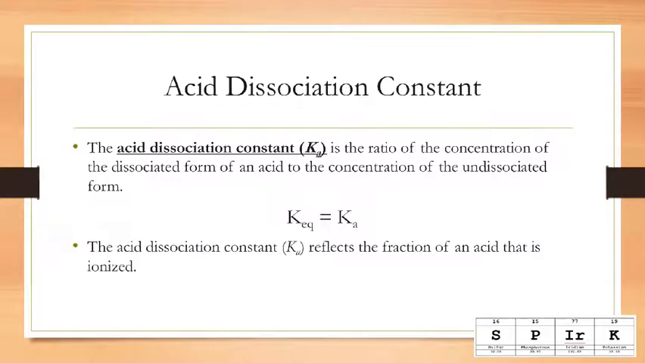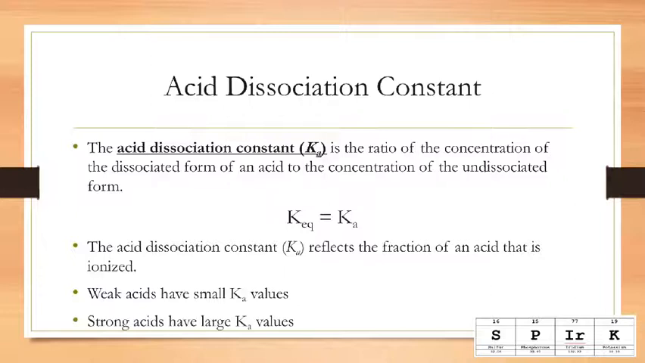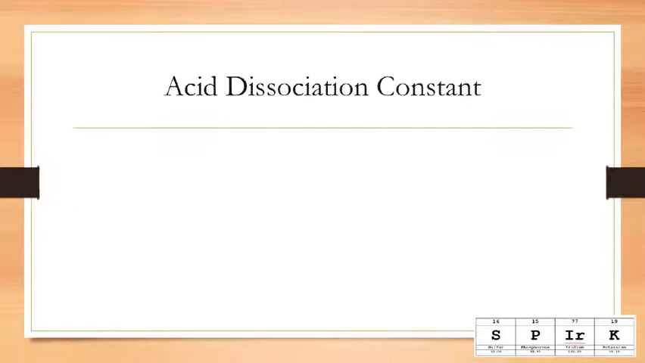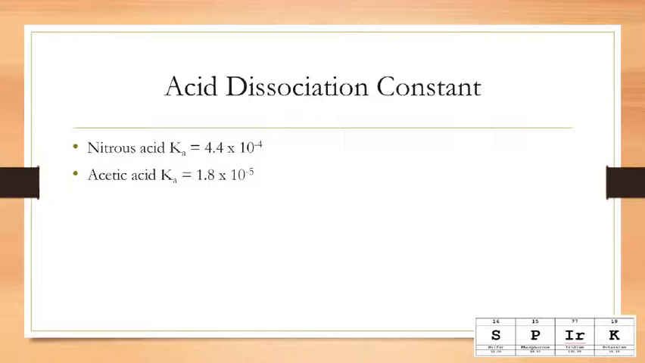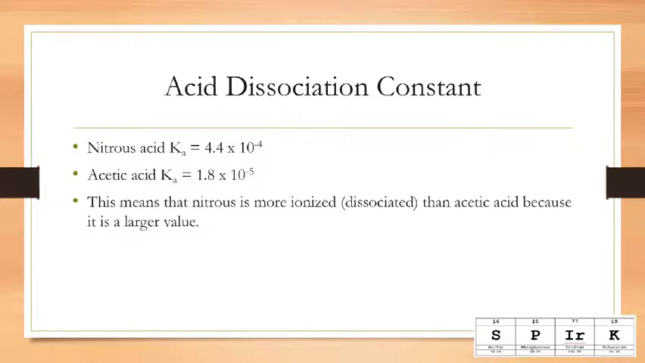The acid dissociation constant, Ka, reflects the fraction of an acid that is ionized. Weak acids have small Ka values. Therefore, strong acids have large Ka values. Nitrous acid has a Ka of 4.4 times 10 to the negative 4, and acetic acid has a Ka of 1.8 times 10 to the negative 5. This means that nitrous acid is more ionized or more dissociated than acetic acid because it is a larger value. So therefore, nitrous acid is stronger than acetic acid.